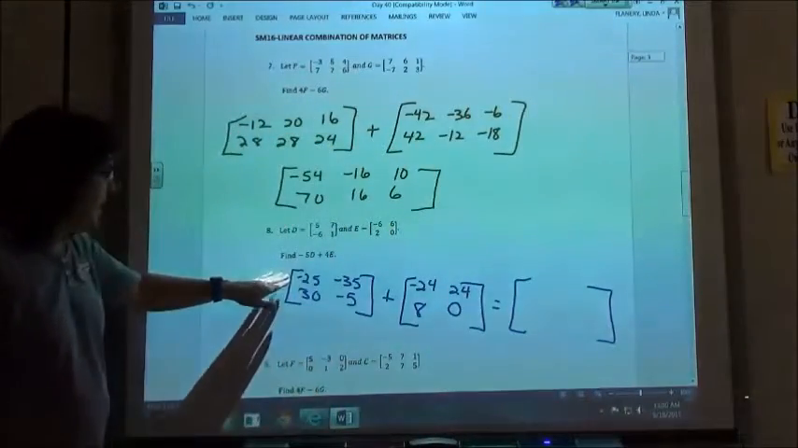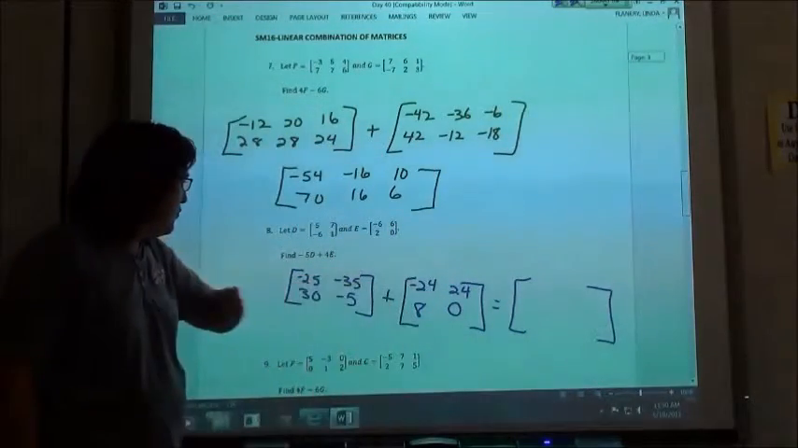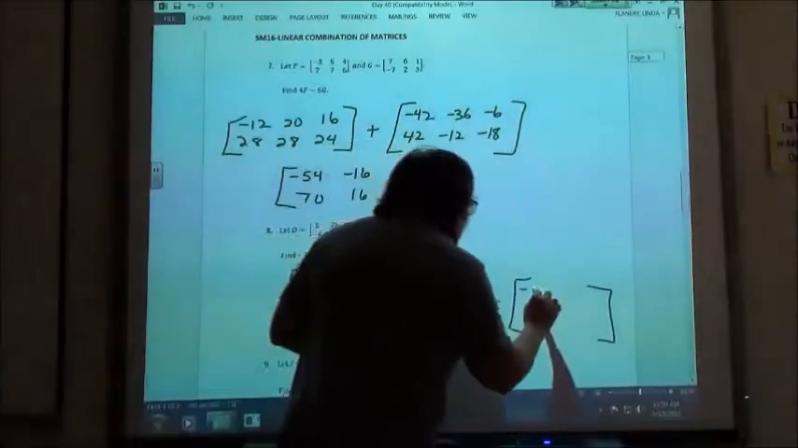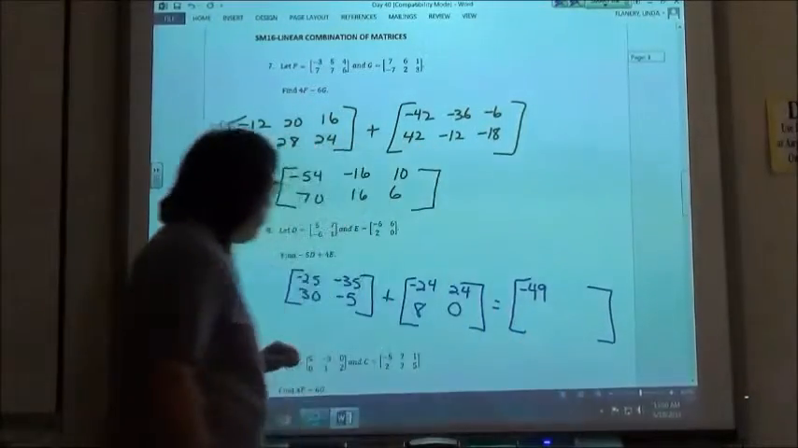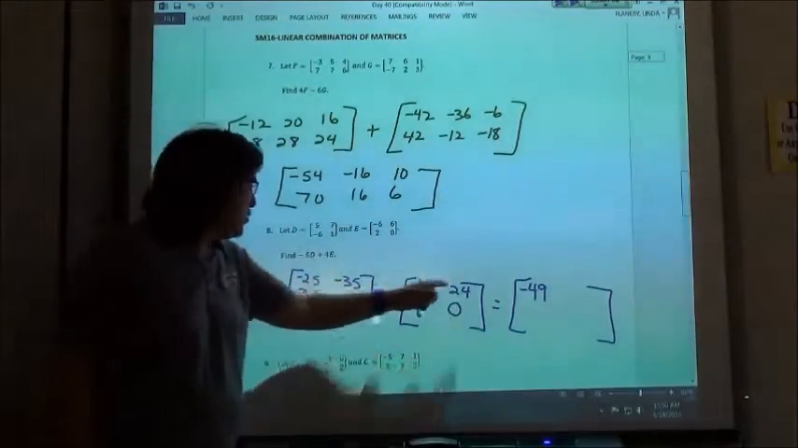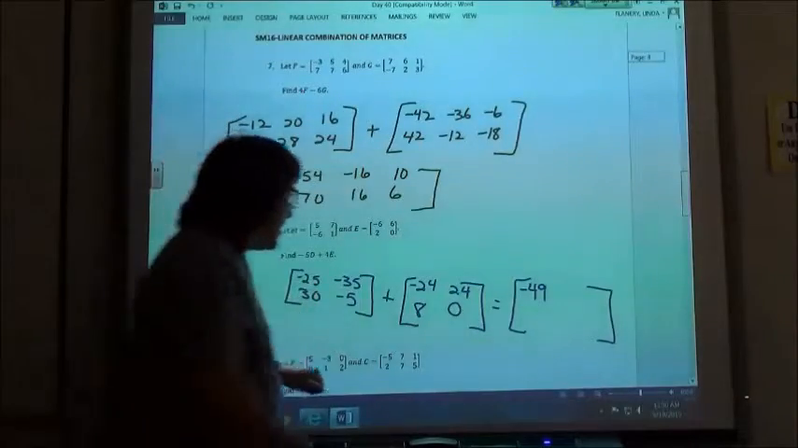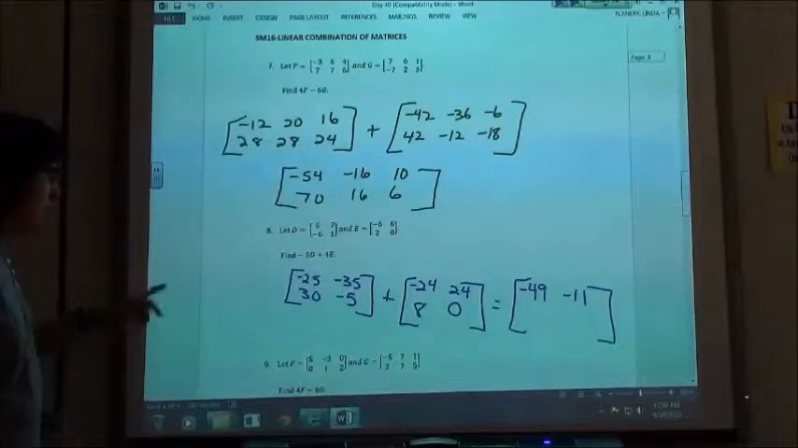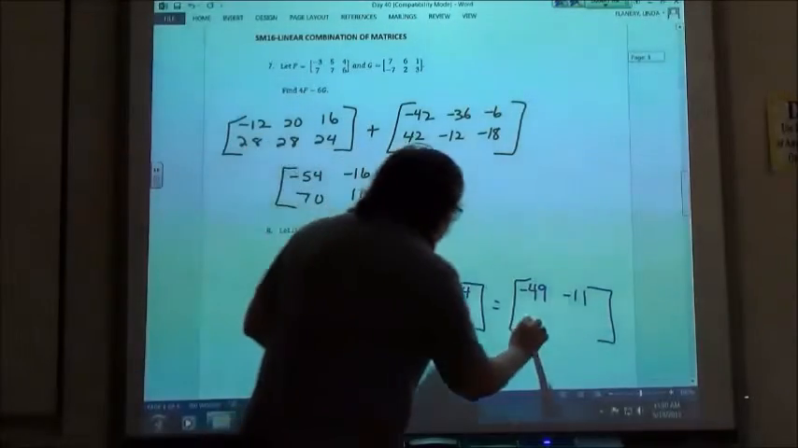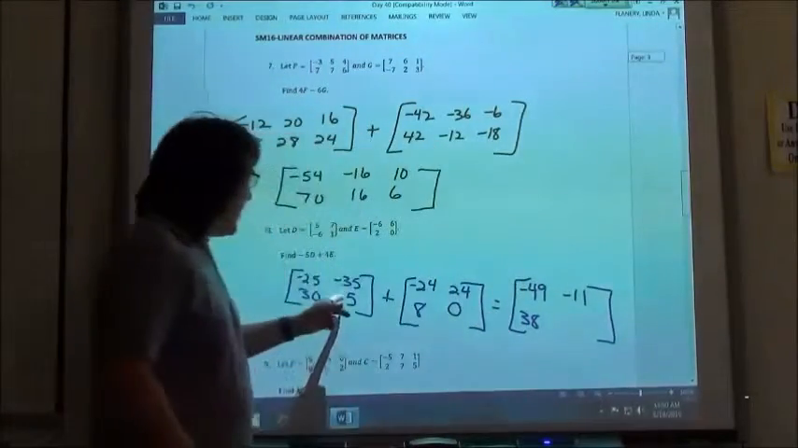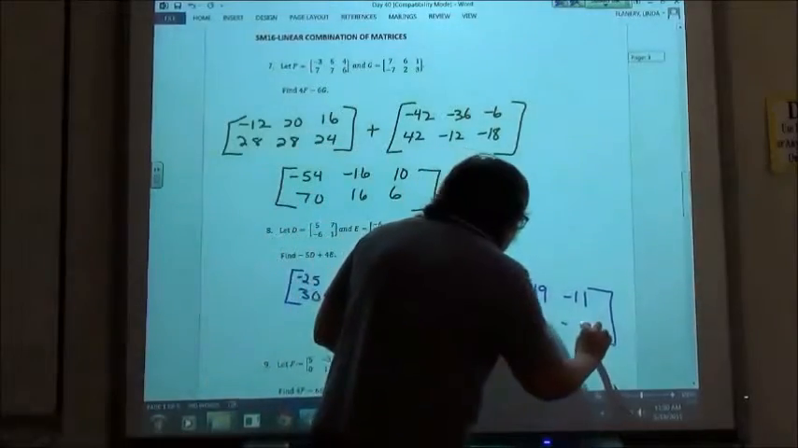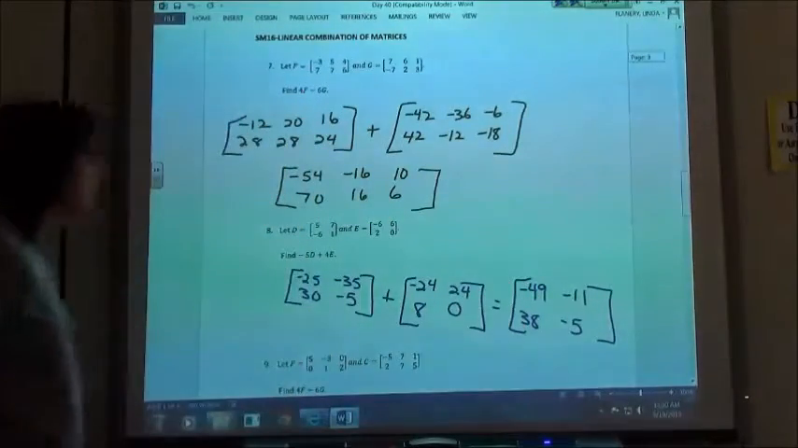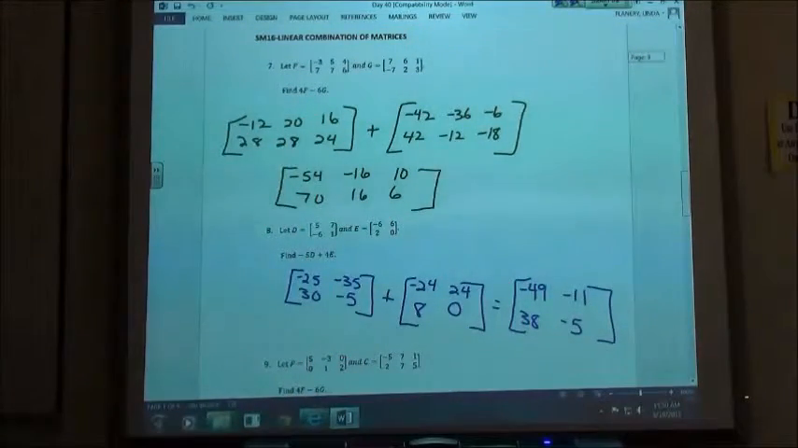So, negative 25 plus a negative 24 would be negative 49. Negative 35 plus 24, so I'm going to subtract, negative 11 is what I'm going to get. 30 plus 8, 38. And negative 5 plus 0, well, anything plus 0 isn't going to change the value, so negative 5 plus 0 is negative 5.